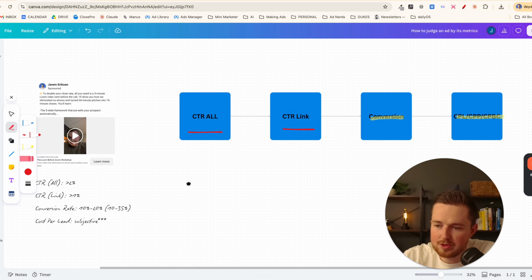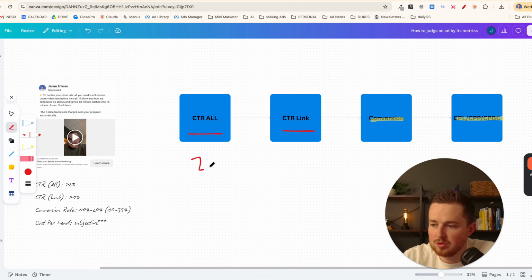So for example, let's say this is at a 2.1%, and forgive me, I'm drawing with a mouse.